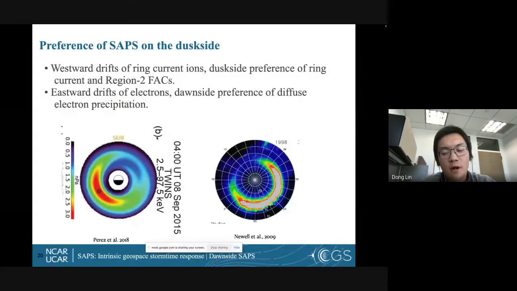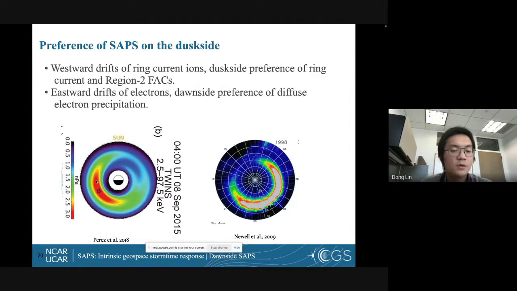And the preference of SAPS occurrence in the dusk side is essentially determined by two factors. So first of all, as we know, the basic driving mechanism involves that little gap between the auroral boundary and the downward region 2 field and current boundary. And think about the source of these two. I mean the field and current and the precipitation.